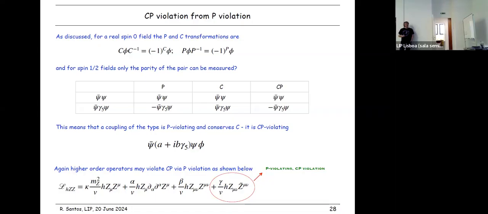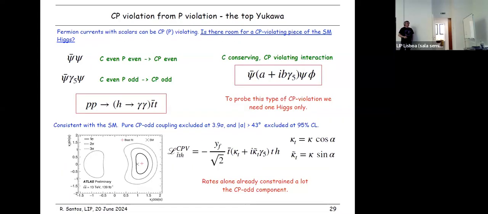But for P, the P changes sign. Okay, so this means that if I put the phi there, whatever the values I choose for C and P, this will be CP violating because the currents together transform differently for C and P. Okay, so this is always a CP violating vertex. If you put them inside the loop, you can also look at this term. This is also P violating CP violation.